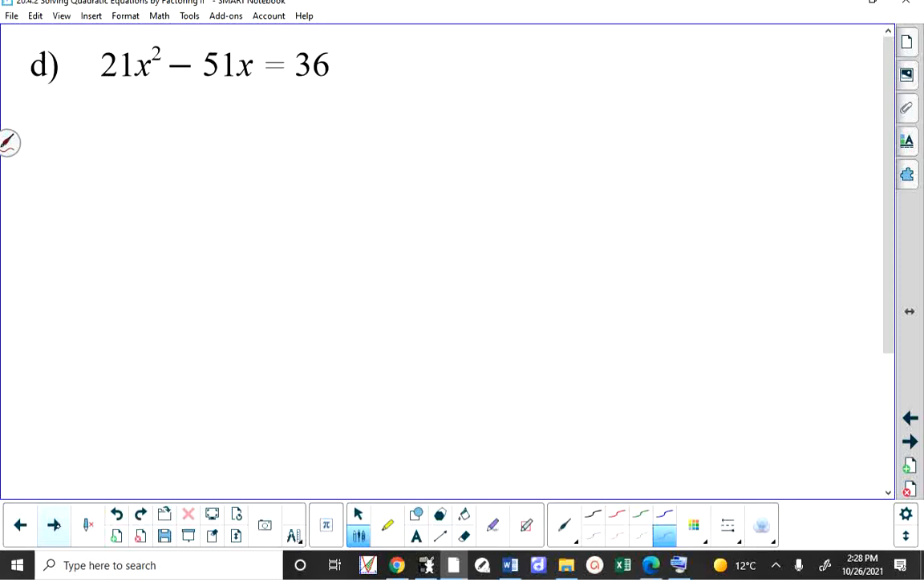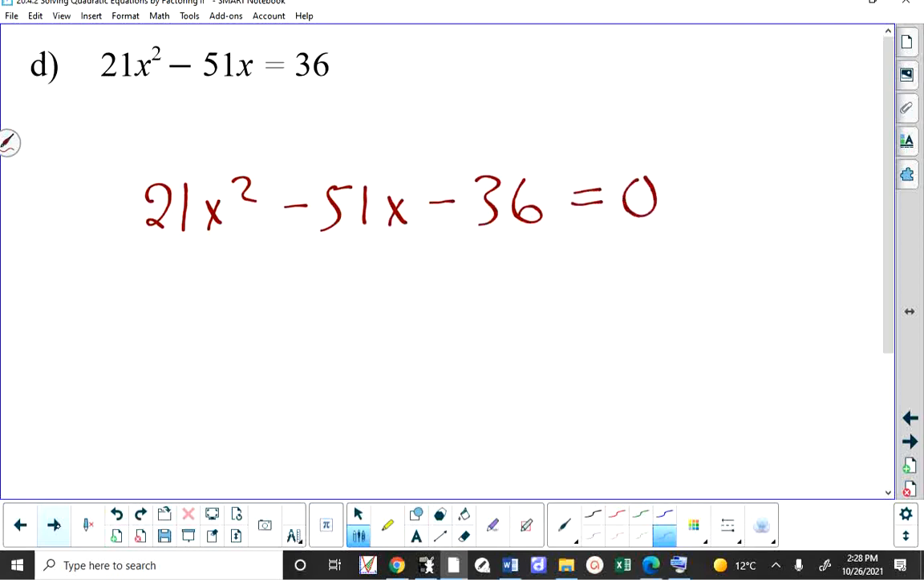21x squared minus 51x minus 36, because we need to zero the equation. It has to be equal to 0 because we're analyzing this by looking at the products equaling 0. If you have a times b equals 5, you can't figure out what a or b is. But if you have a times b equals 0, then a equals 0 or b equals 0. So I want everybody to take a look at this and see if you can figure out how we should start.